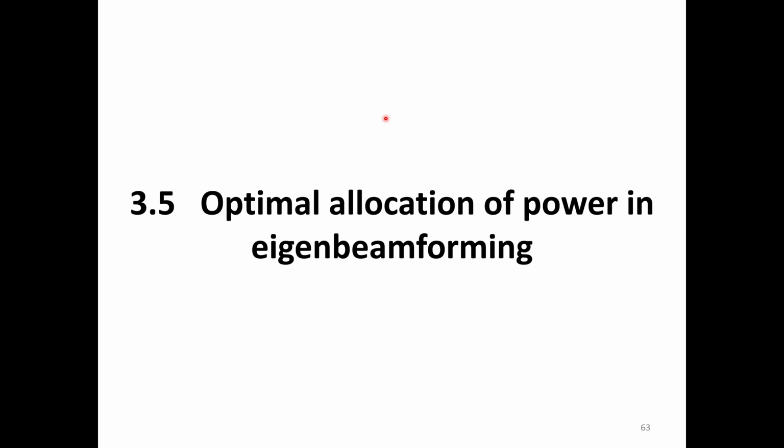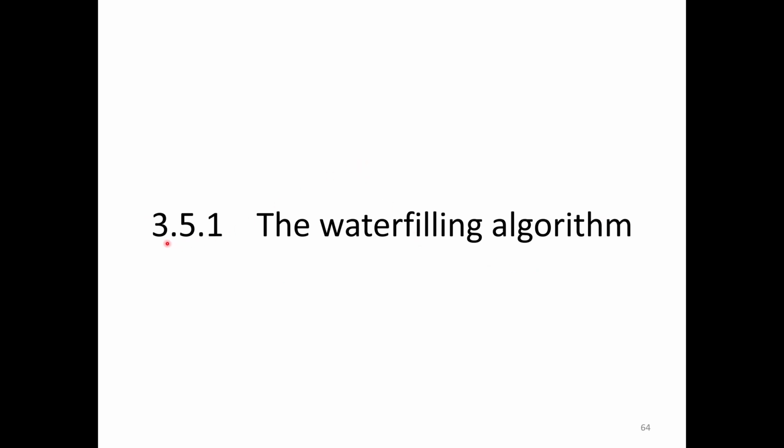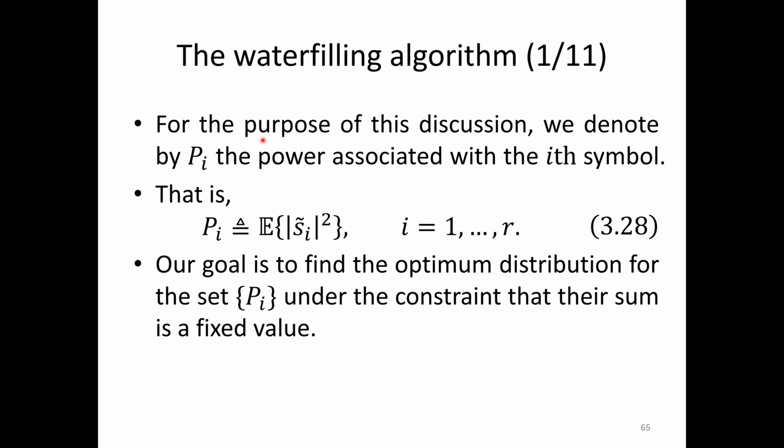Okay, next let us enter the section 3.5, optimal allocation of power in eigenbeamforming. First let us see section 3.5.1, the water filling algorithm. For the purpose of this discussion, we denote by Pi the power associated with the ith symbol. That is, Pi is defined as the expectation of the square of the absolute value of S tilde I, where I is equal to 1 to R. Our goal is to find the optimum distribution for the set Pi under the constraint that their sum is a fixed value.